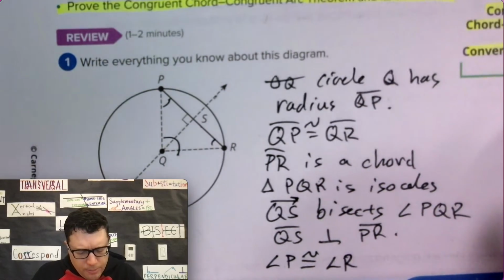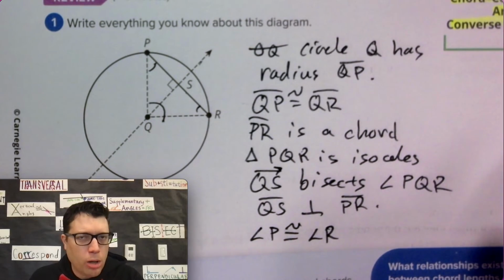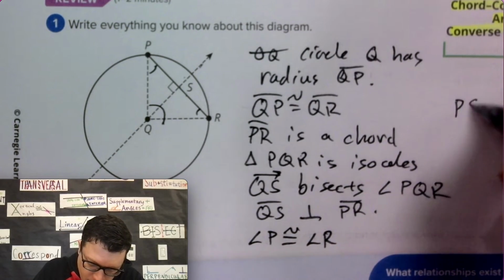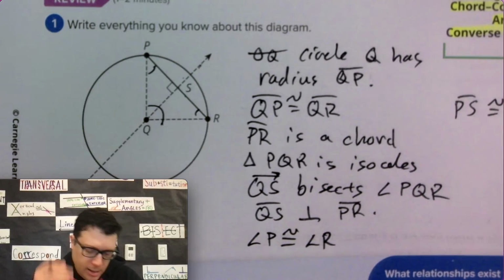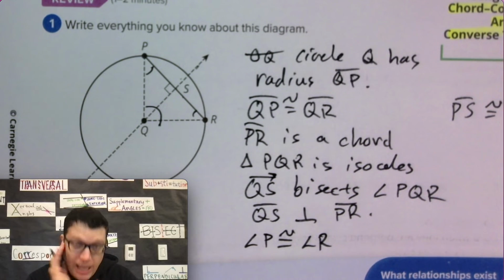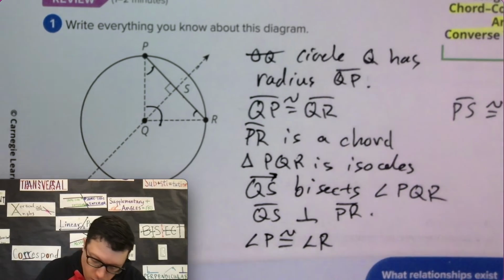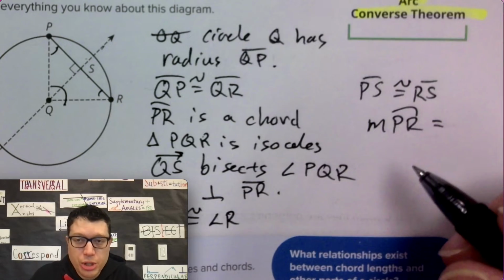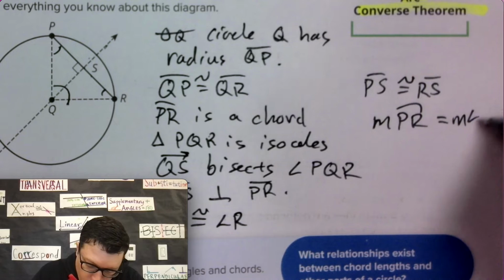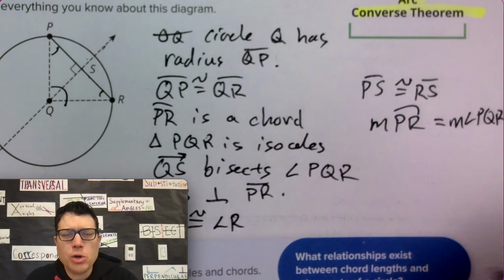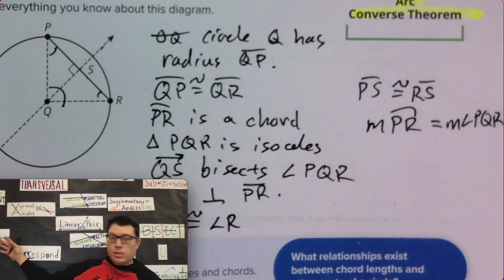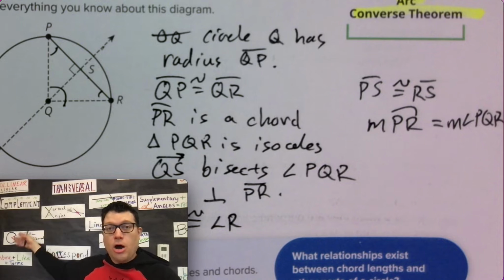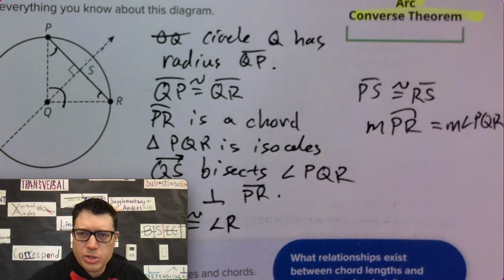I'm going to go out on a limb here, but I'm going to assume that I'm right, that PS and RS are congruent. So add to the list, PS is congruent to RS. The measure of arc PR is equal to the measure of the angle PQR. Remember that one? That was the whole idea of central angles, central angles and the arc created by the central angle, the intercepted arc.